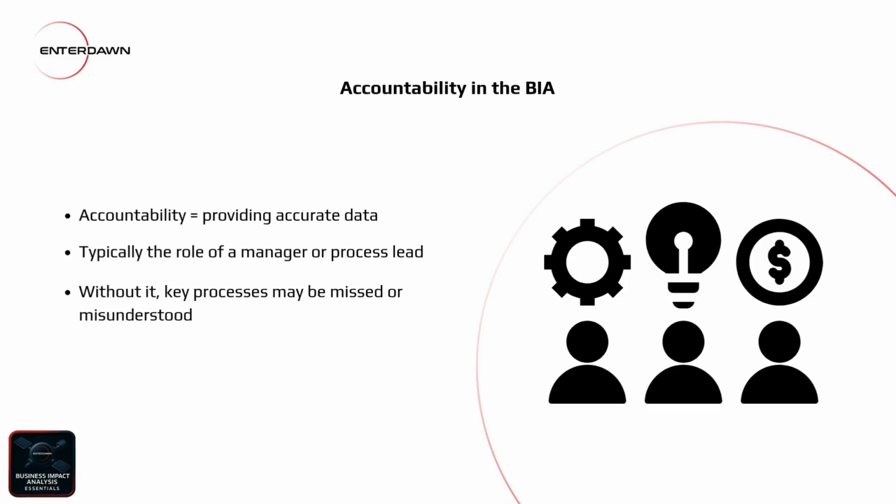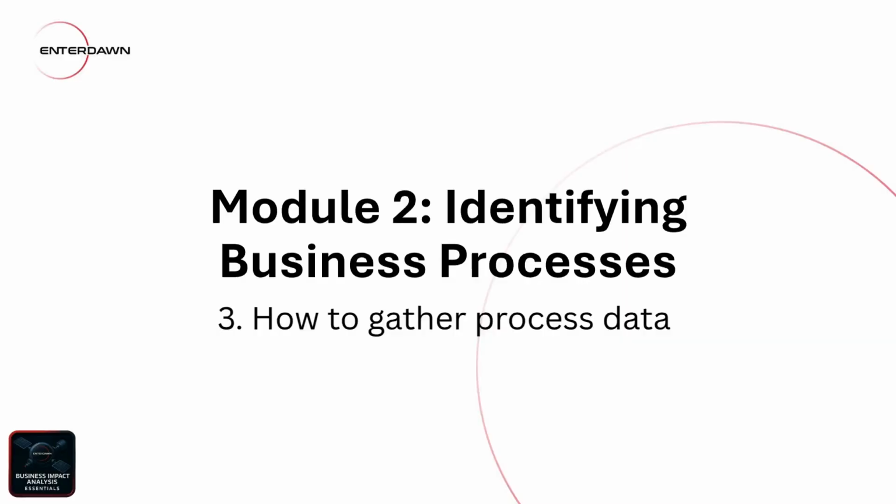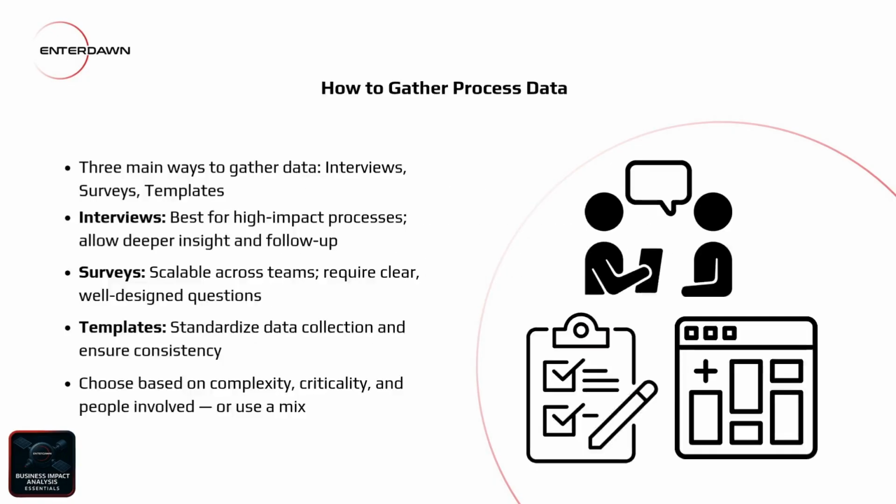Once ownership is established, the next step is gathering detailed information about how each process operates and what it depends on. In the final section of this module, we'll explore how to gather process data. Once departments are identified, the next step is to collect business process details from the process lead. There are three main ways to gather this data: interviews, surveys, and templates.